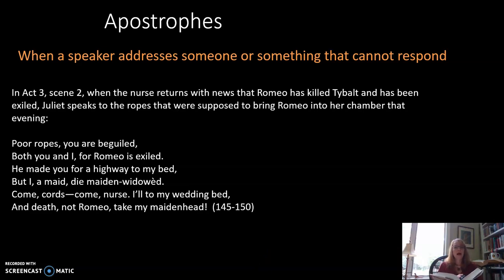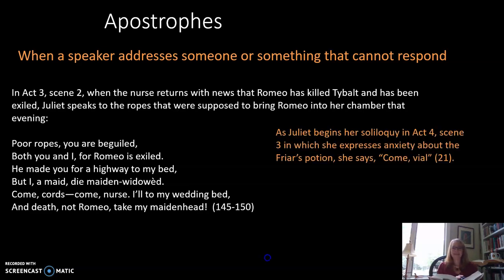He made you for a highway to my bed, but I, a maid, die maiden widowed. Come cords, come nurse, I'll to my wedding bed, and death, not Romeo, take my maidenhead. Here you hear that rhyming at this emotional moment, which is also the end of a scene. And also you get a sense of that iambic meter. I read widowed to keep the meter intact. So there are a lot of good ideas in that example.